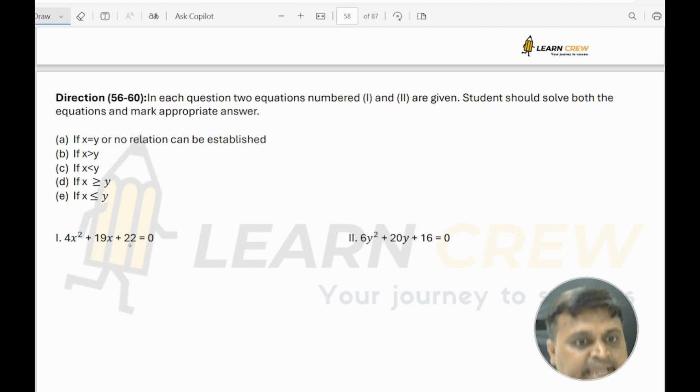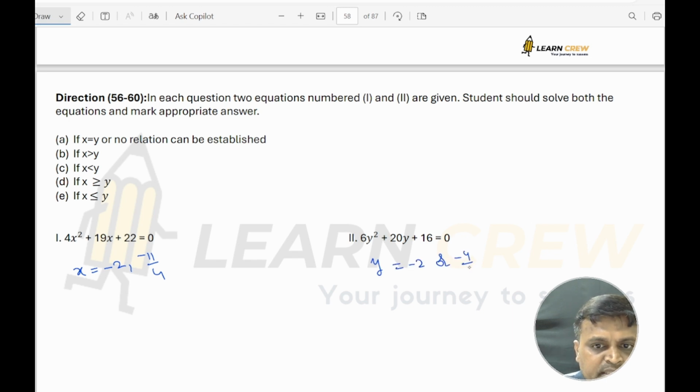4 into 12, 88. 88 means 11 exa. 11 exa means 8 is minus 8 by 4. How much? Minus 2. You will get x as minus 2 comma minus 11 by 4. And 6 into 6, 96. 96 means 12 exit 12 plus 8. So here you will get y as minus 2 or minus 4 by 3.